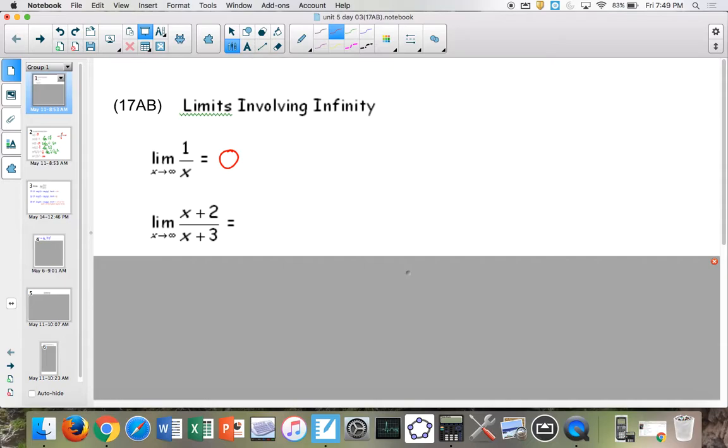What if it's slightly more complicated? What about the limit as x approaches infinity of (x plus 2) over (x plus 3)? Well, some common sense could tell you that both of the numbers are getting really big, and the plus 2 and the plus 3 are really negligible as x gets very, very, very large. So we're simply looking at x over x, which simplifies to 1.